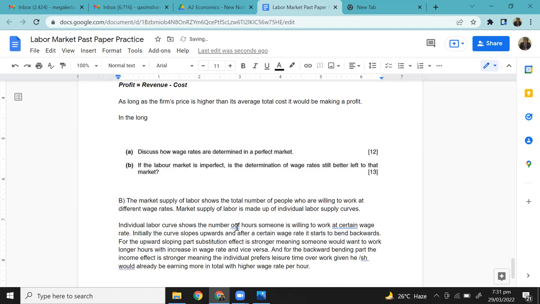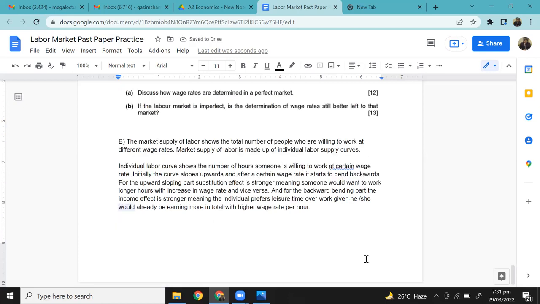Okay. Now, this being said, now think about this. We have already talked about individual labor supply. Now, the next thing that we're about to discuss is what market labor supply is made up of, right? The market supply of labor shows the total number of people who are willing to work at different wage rates. Market supply of labor is made up of individual supply curves, right?